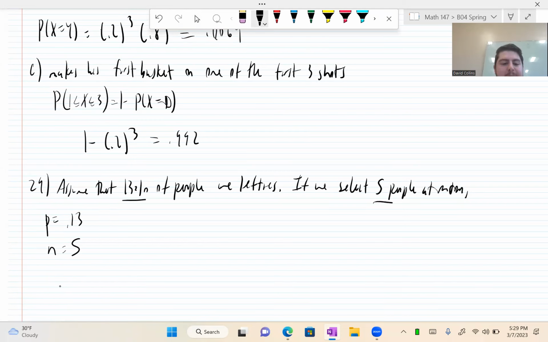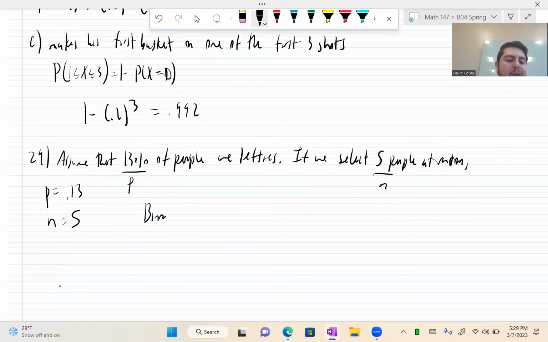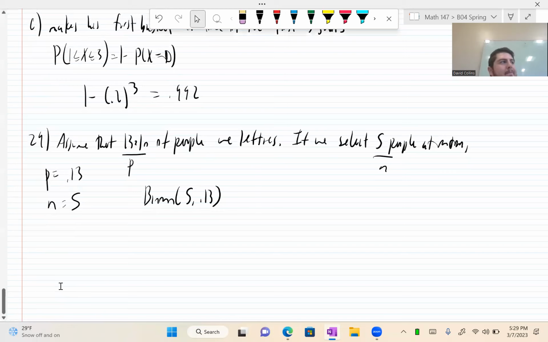P n. Whenever you read these questions, what I want you guys to do is literally highlight it or underline it in the question and then label it. This is what you need to do. So we know it's a binomial, n is 5, p is 0.13. Everyone see that?